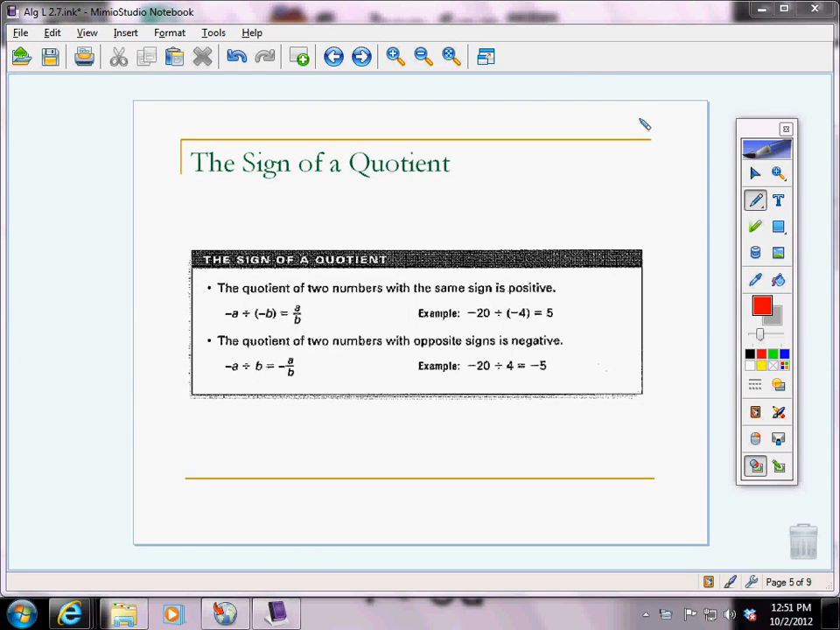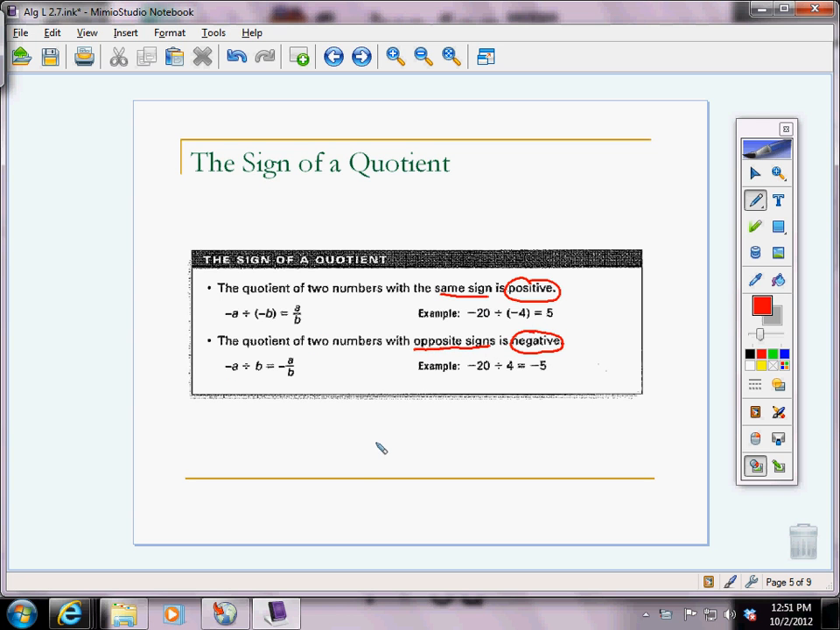When we talk about division of real numbers, and we're worried about whether our answers are positive or negative, we actually can follow the same rules we follow for multiplication. If you divide, that's what quotient means, two numbers with the same sign, your answer will be positive. If you divide two numbers with opposite signs, or different signs, one positive, one negative, your answer will be negative.